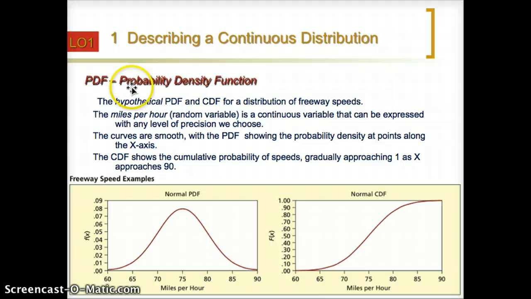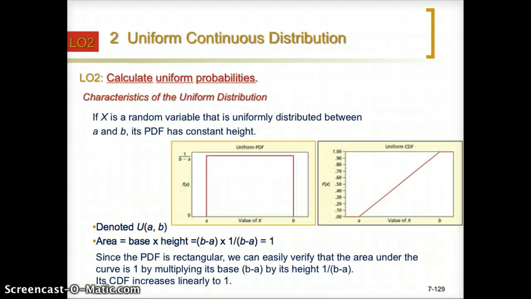Normally, when we are talking about the continuous distribution, when we find the probability, we have to use the integration. That is a little bit complicated, but for the uniform distribution, that will be a lot easier. So now, if we assume that x is a random variable that is uniformly distributed between the lower bound and the upper bound, in here will be a and b, its probability density function has a constant height. That will be 1 divided by b minus a.